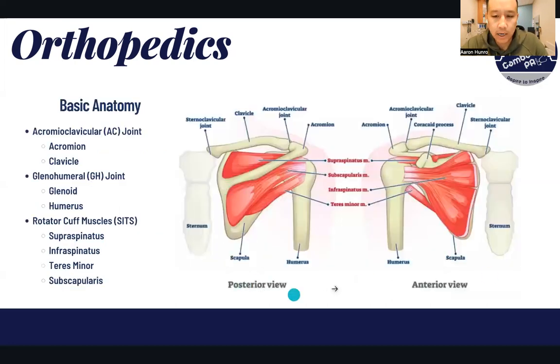So, again, basic anatomy of the shoulder. We have the AC joint, the acromioclavicular joint. So this is the acromion right here. This is the clavicle. And right in there, it's combined by ligaments.